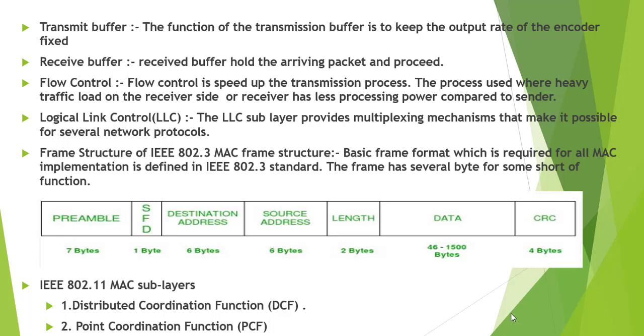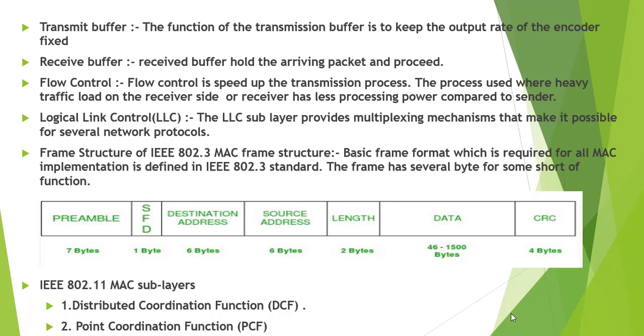Flow control is used to manage the transmission process, used where there is heavy traffic load on the receiver side or the receiver has less processing power compared to the sender. Logical link control, LLC. The LLC layer provides a multiplexing mechanism that makes it possible for several network protocols.